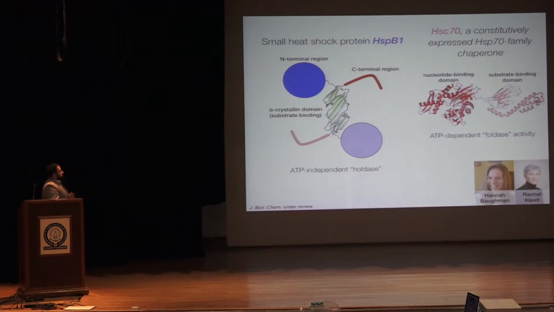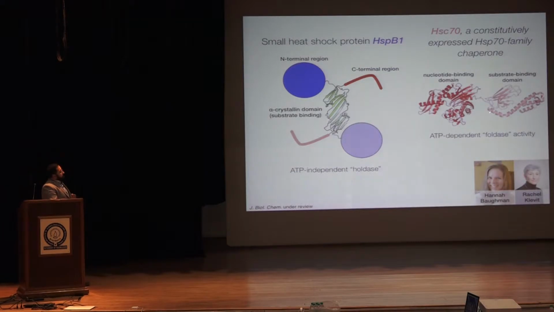HSPB1, like other small heat shock proteins, has a name that's maybe a little bit of a misnomer, because these proteins exist as a stable dimer, but they can self-associate into much larger oligomers. The conventional thinking about these small heat shock proteins is that substrate binding happens at the central alpha crystallin domain, and then you have disordered C-terminal and N-terminal regions, which are responsible for the oligomerization and complex formation.